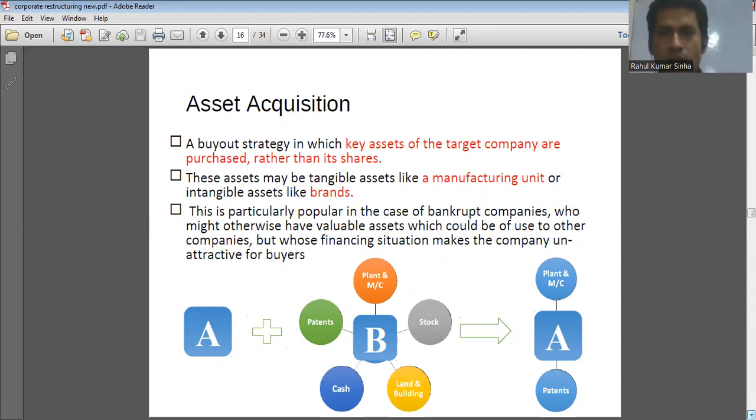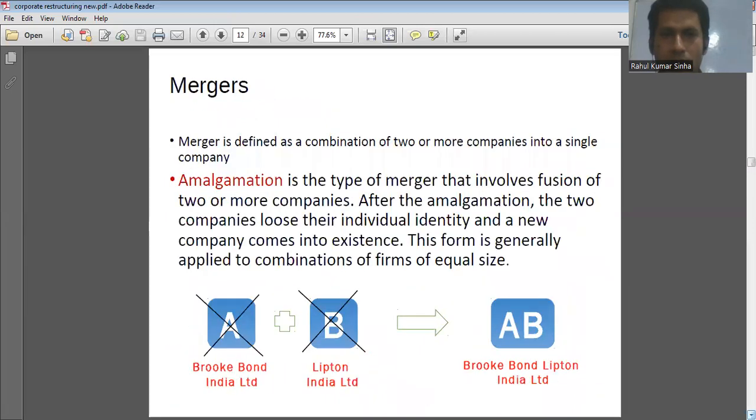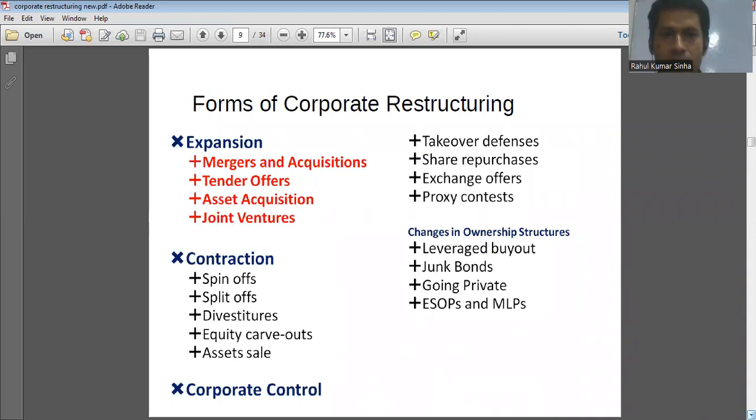So this is all about this video lecture. In this video lecture, I have discussed the methods of expansion in the case of corporate restructuring. These can be named as mergers, tender offers, asset acquisition, and joint venture. I think all of you have got the idea of what the ways to expand the company are.